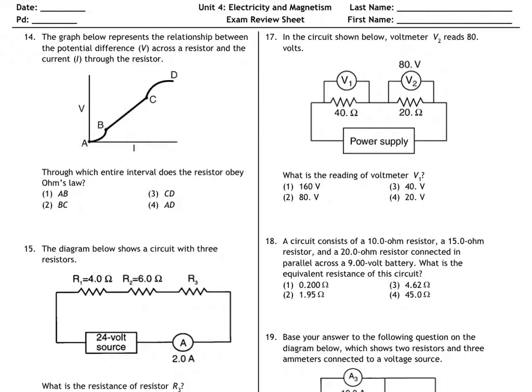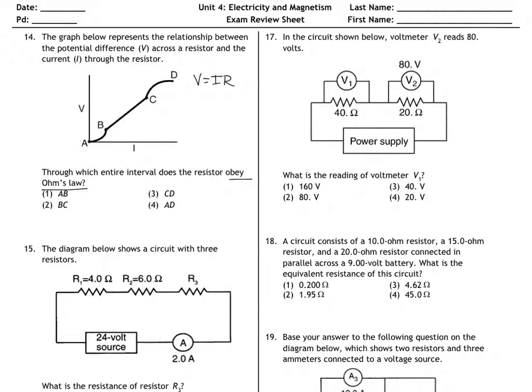All right, now we're looking at a graph of voltage versus current, and the slope, of course, would be resistance, because R is V over I. And this is a restatement of Ohm's law, which we could also think of as V equals IR. So they want to know during which interval in the graph does the resistor obey Ohm's law.